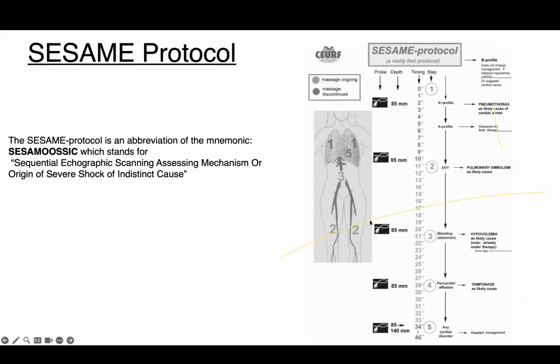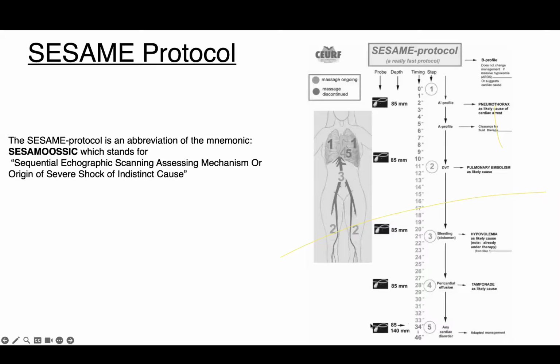So from the lung, you go down, then you slowly go up. Then you assess the abdomen. So you assess for bleeding as the cause of arrest. You can do an ultrasound of the abdomen and assess for free fluid. Then once you have done that, you again come up and assess for pericardial effusion. So you keep it in the subcostal view and assess for that. Once you've ruled out all this, then you can assess for the cardiac function.